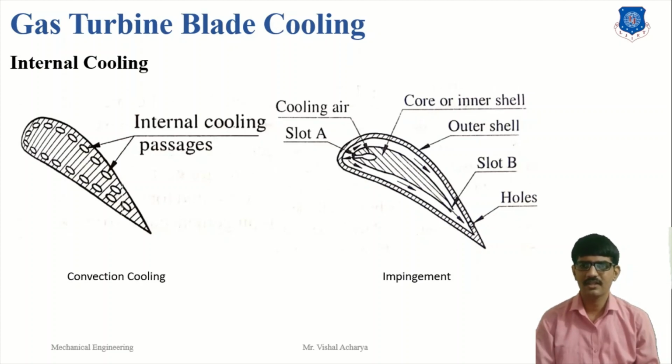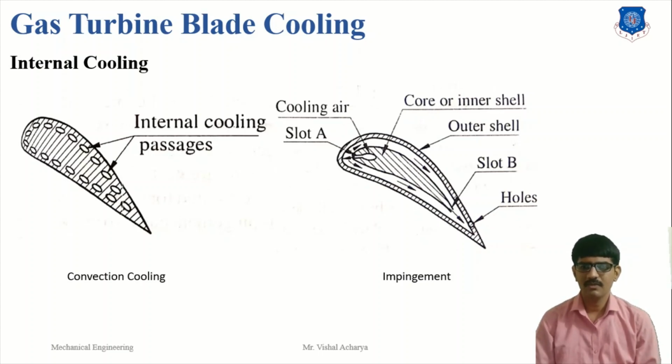However, the extraction of air from the compressor decreases the efficiency of the turbine, since less air is available for power generation. Therefore, maximum cooling with minimum cooling air is needed, that is, effective cooling. Here we discuss the two types of cooling techniques employed to bring down the temperature of the blade material below its melting point. First is the internal cooling and second is the external. First we discuss the internal cooling.